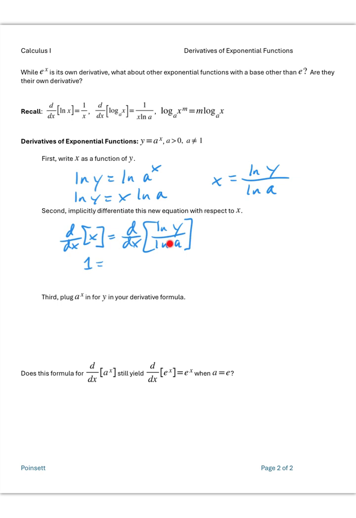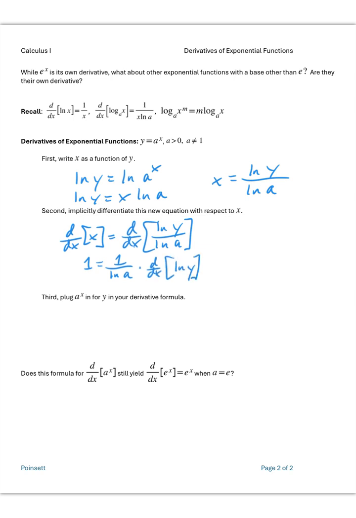Over here, this 1 over ln of a factor is not being affected by the differentiation. That's like a constant to the derivative. So we can pull the 1 over ln of a out front, and we get 1 over ln of a times the derivative with respect to x of the natural log of y.